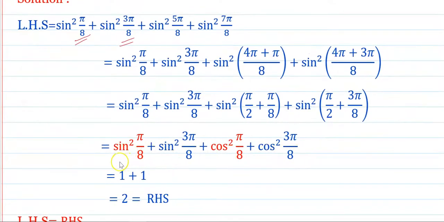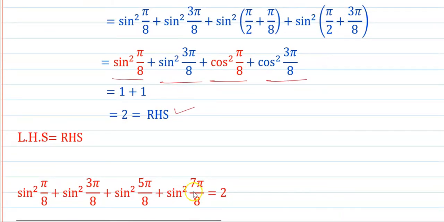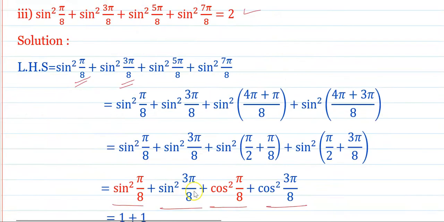Now see this here, collect the terms. That is sine square pi by 8 plus cos square pi by 8, that is 1. Sine square 3 pi by 8 plus cos square 3 pi by 8, that is 1. And hence 1 plus 1, you will get 2, and hence the result is proved. Therefore LHS is equal to RHS. Okay, you can see that again.